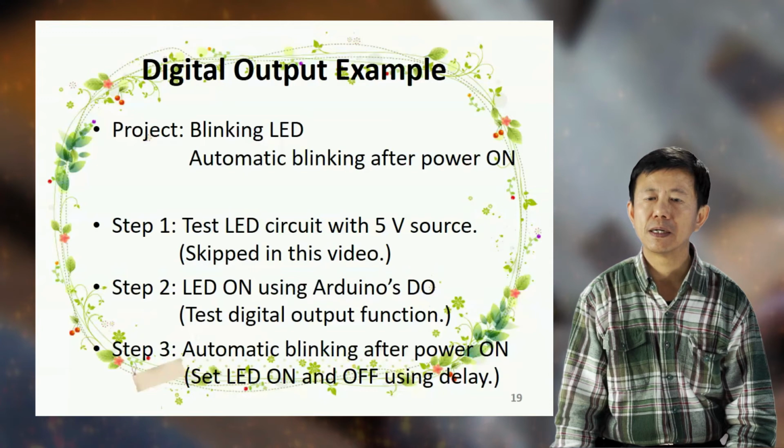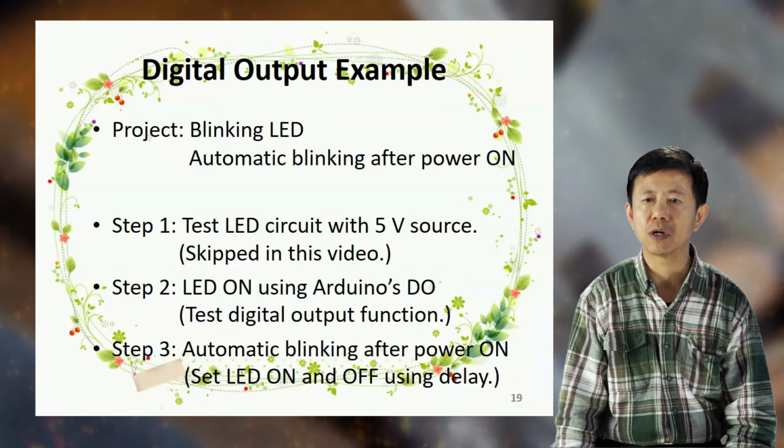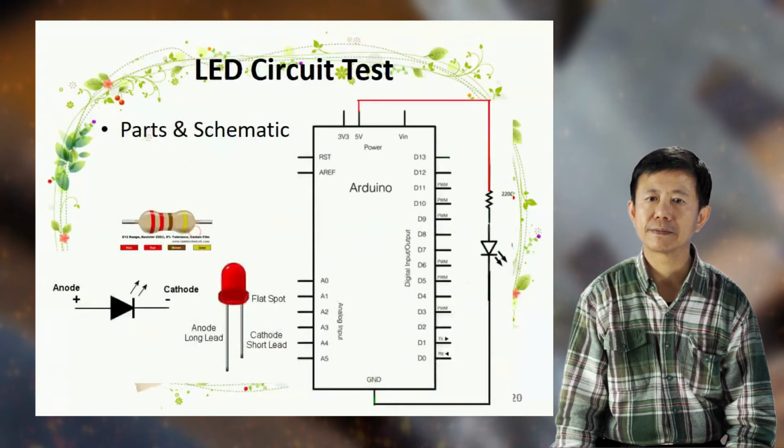Step 1. Test LED circuit with 5V source. Step 2. LED on using Arduino's digital output. Test if the digital output works normally. Step 3. Automatic blinking after power on. Set LED on and off using delay.